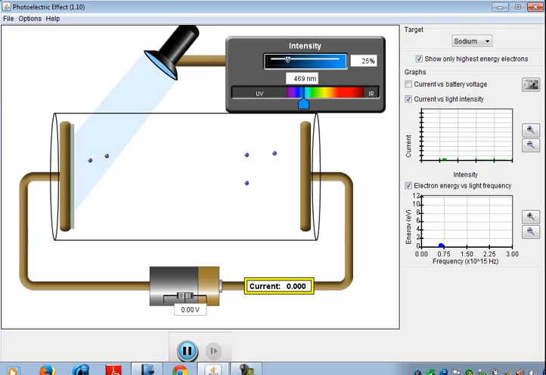Again, bringing the intensity down. Nothing happens to the kinetic energy of the ejected electrons, given that using the same wavelength, same frequency light, same energy per photon. So bringing it all the way down to the even shorter wavelength, the end of the visible spectrum, violet, and the electrons ejected are even faster than they were with the blue or the green. And there were no electrons ejected for the yellow or the red.